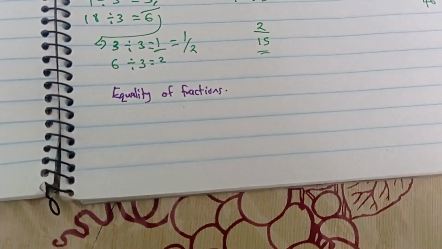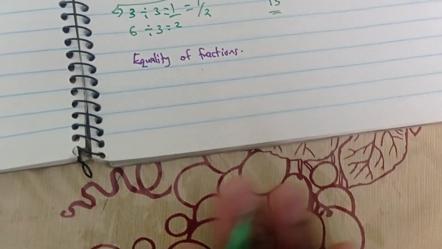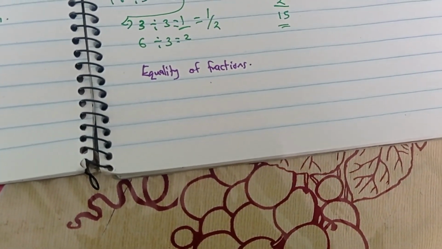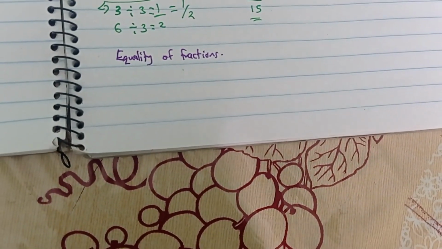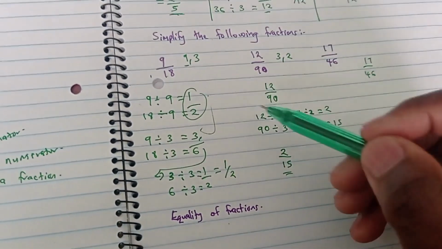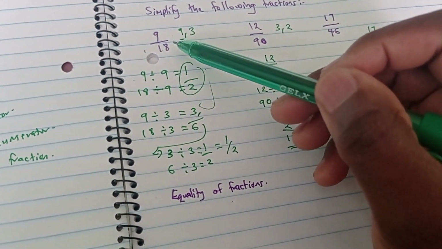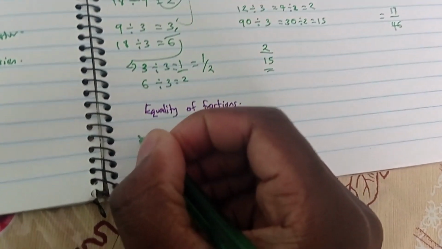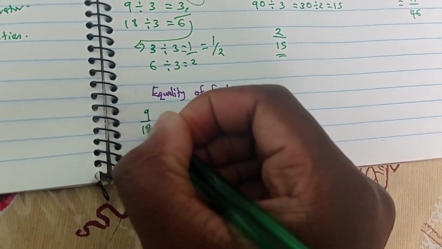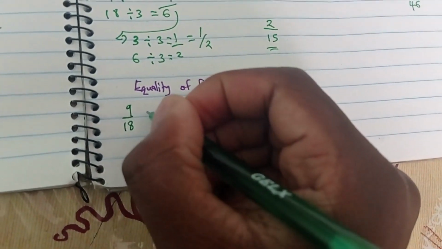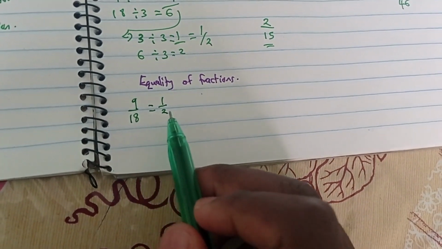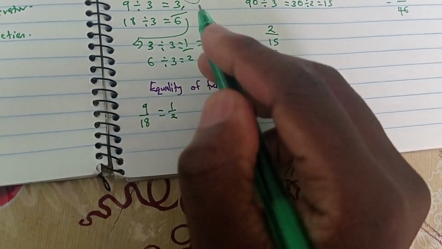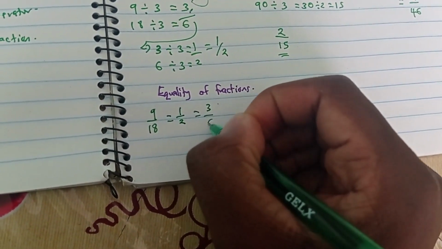Now, lastly, we have equality of fractions. You can say that fractions are equal when, let's say, one fraction can be obtained from another. So we'll use these examples up here. For example, 9 over 18. You simplified it and you got 1 over 2. So 9 over 18 is equal to 1 over 2, which is also equal to 3 over 6.